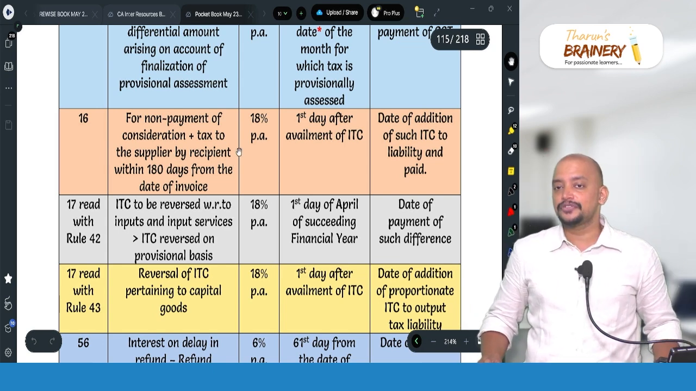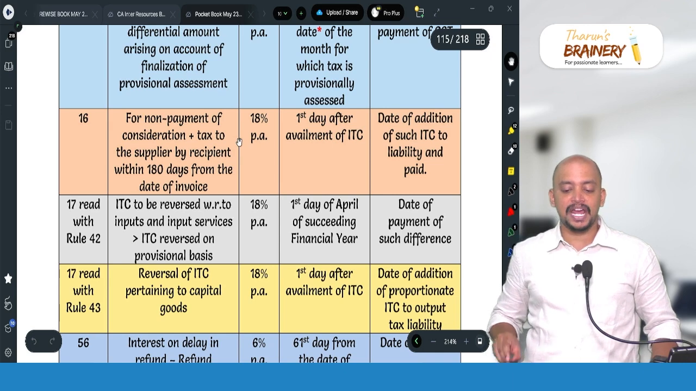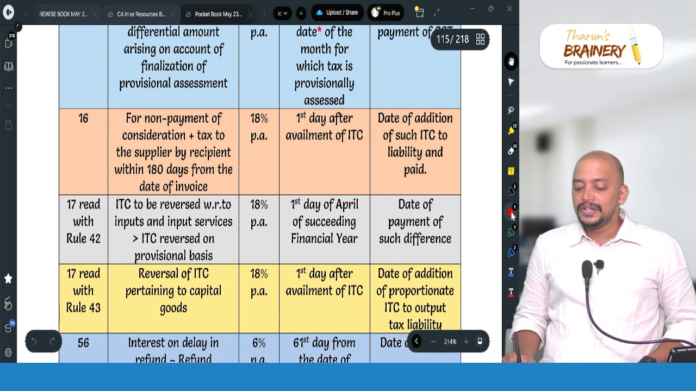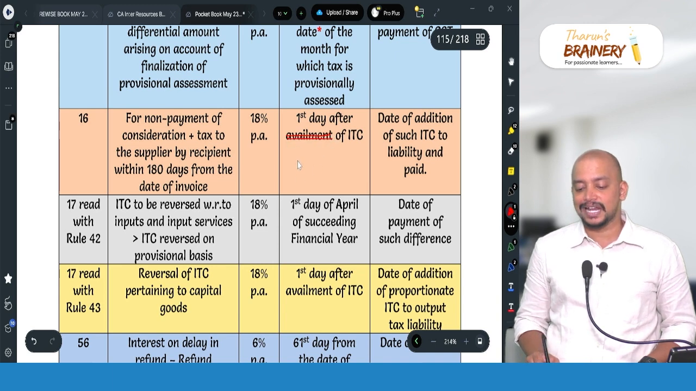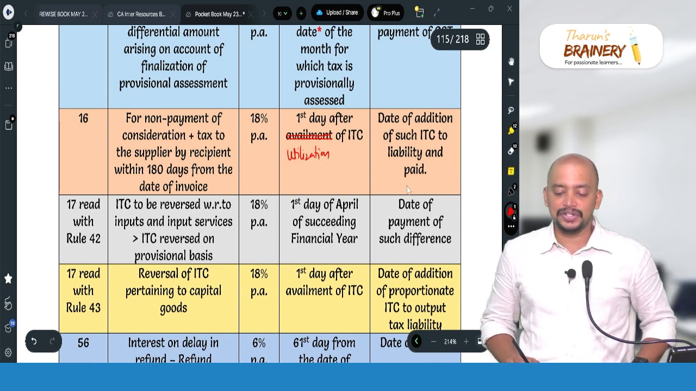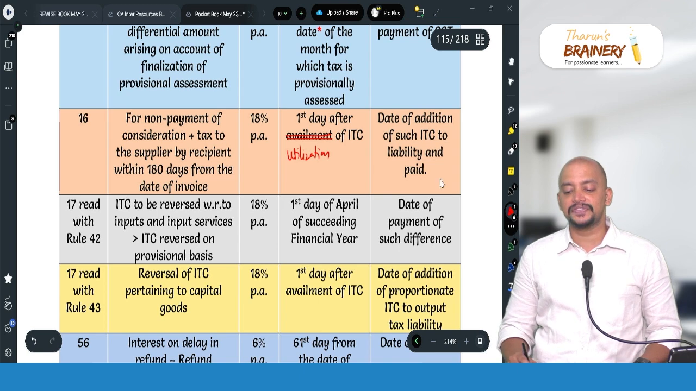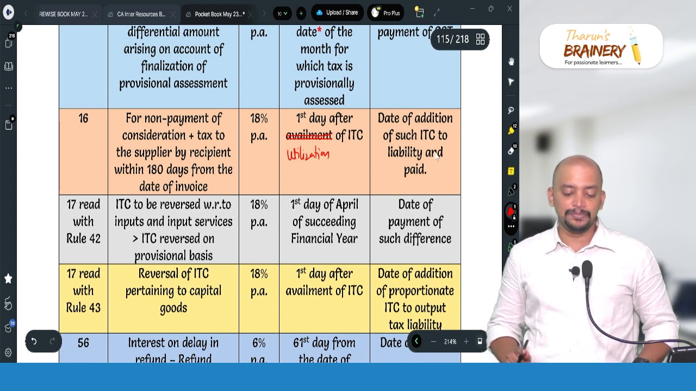Then we have to pay interest at 18% per annum from the first date after utilization of ITC. This is not availment, so please correct it to utilization of ITC. First day after utilization of ITC till the date of addition of such ITC to liability and paid.